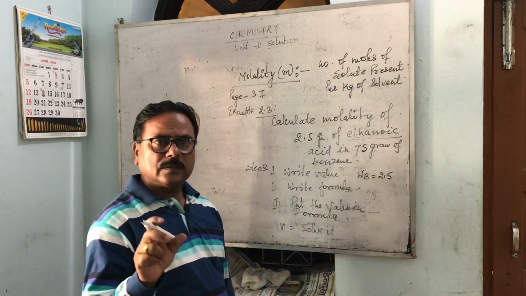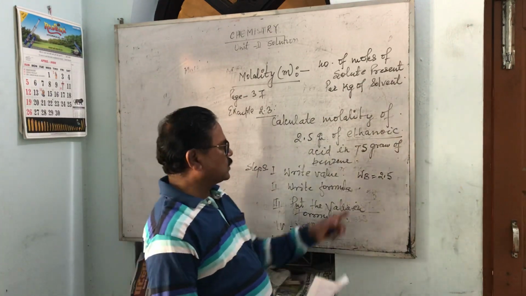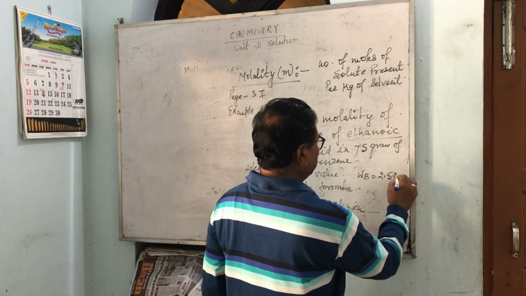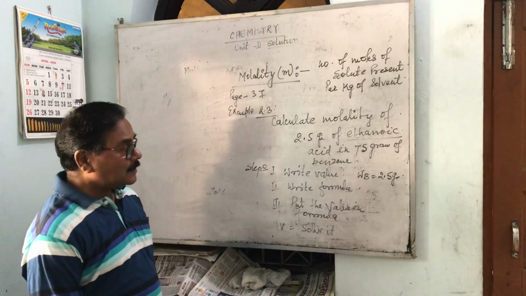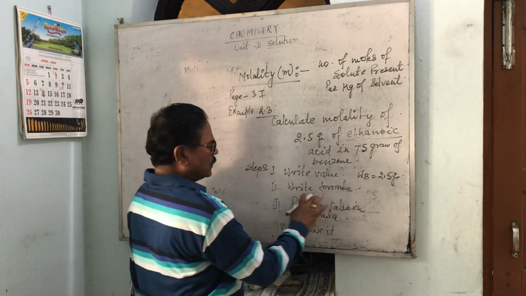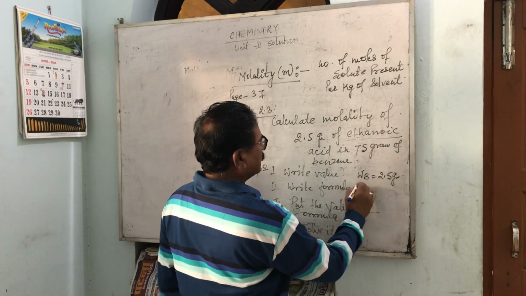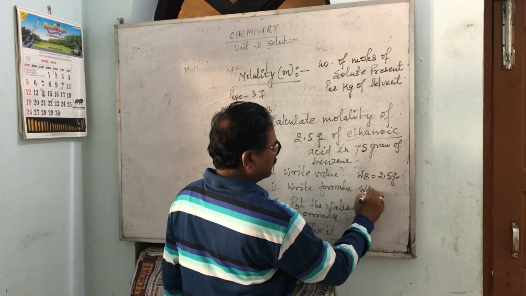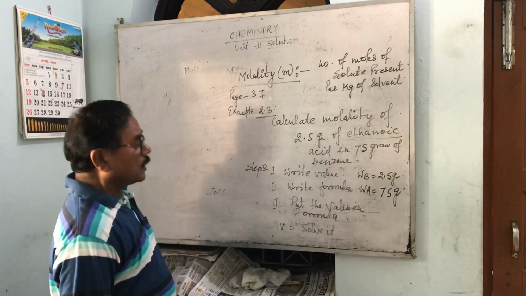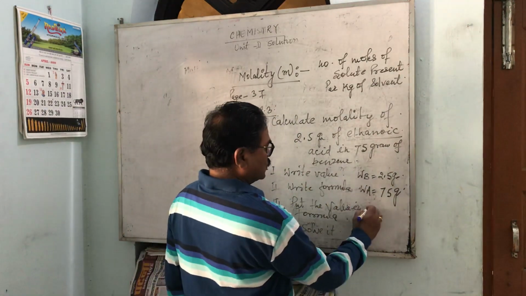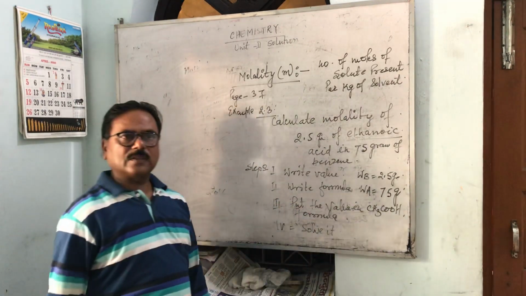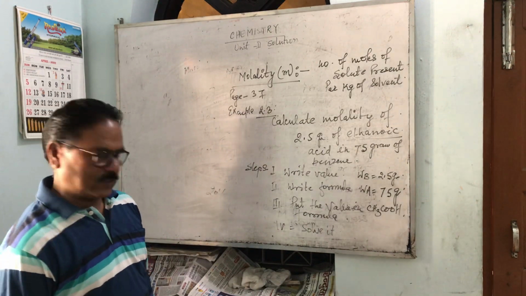B is considered as the solute, and this is the mass of the solute, represented as WB. So 2.5 gram. Now this is the ethanoic acid. Write the formula, value of WB, and it is dissolved in 75 gram WA. This is the mass of solvent WA, right? Now for this ethanoic acid, we should have the knowledge to write its formula.